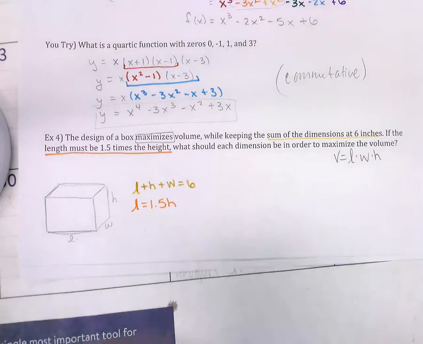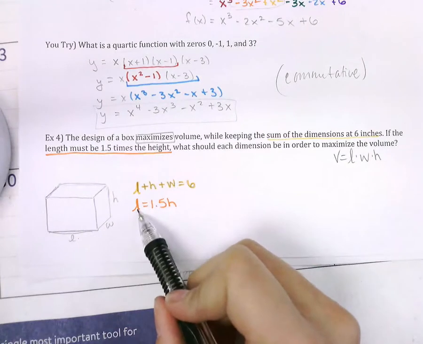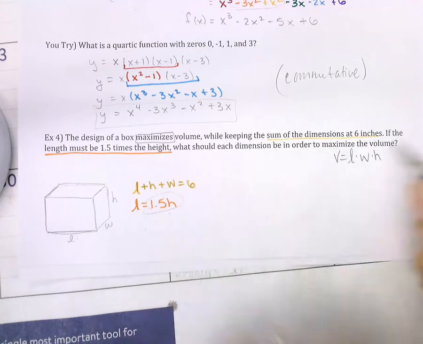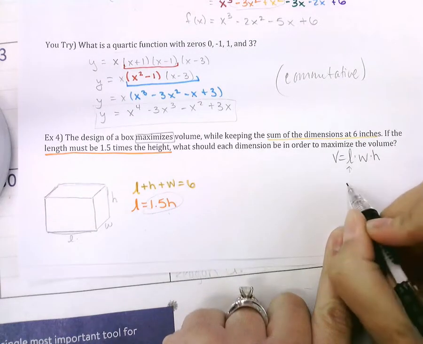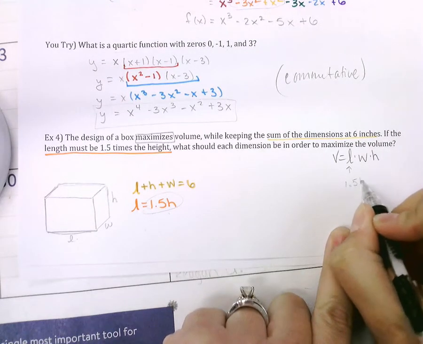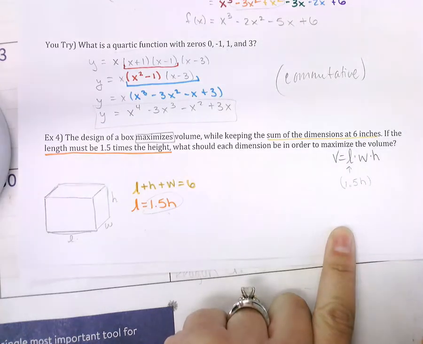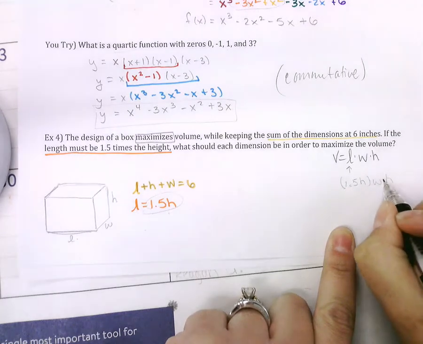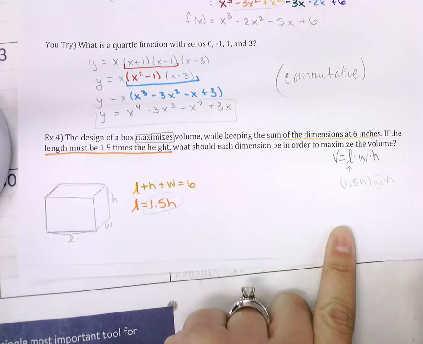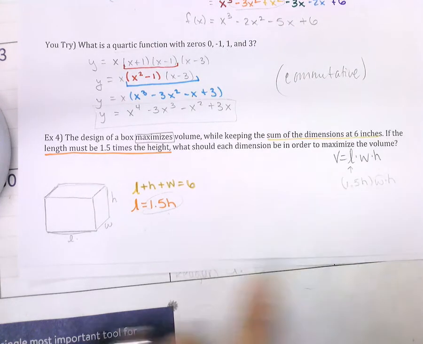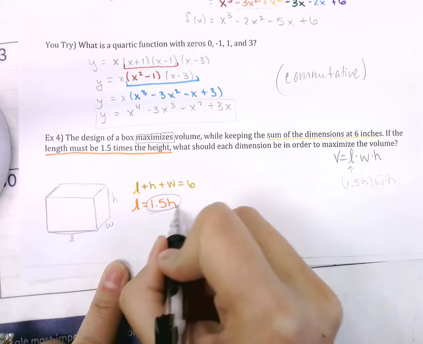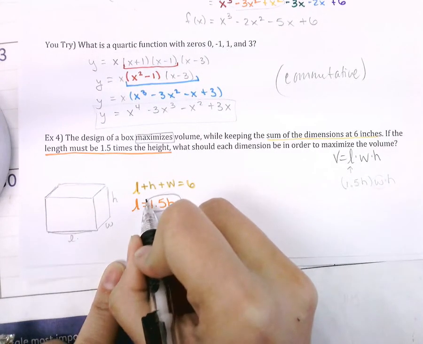So what we have here is L written in terms of H. That's helpful. I'm going to take this and put it in here. So instead of L, I have 1.5H. Now I also have a W and an H. So the next thing I need to take care of is this W. I need it to look like an H. We gotta get the W. To do that, you're going to do two things. The first thing you're going to do is take this and plug it in here.